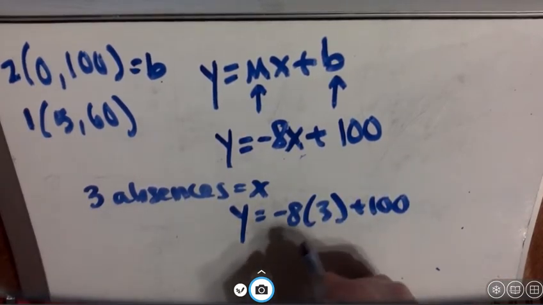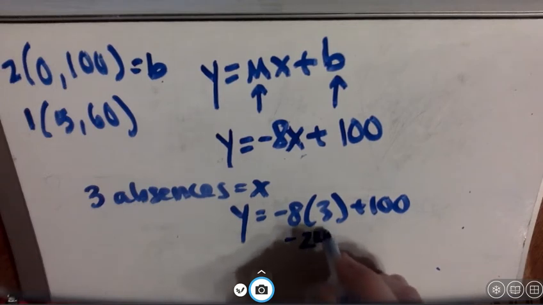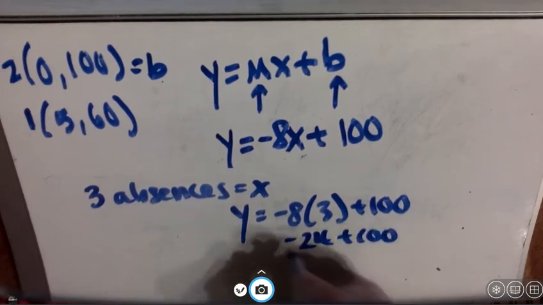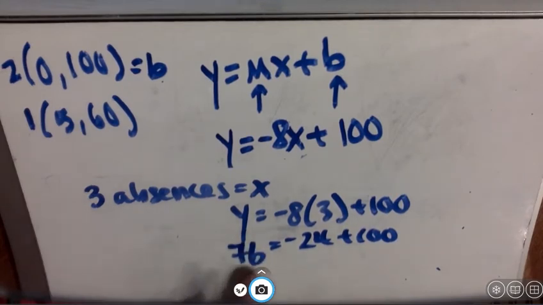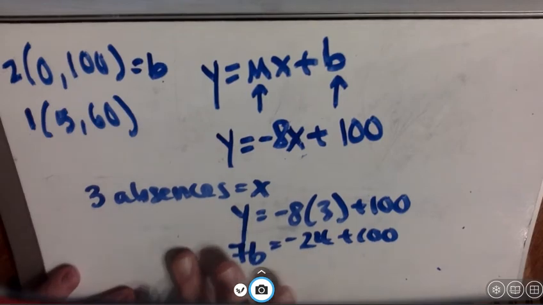Negative 8 times 3 is negative 24 plus 100. I get, what is that, 76. That means I'm going to get a 76 in math class based on that. And I can guarantee you this 76 would fit on that data model or on that trend line.